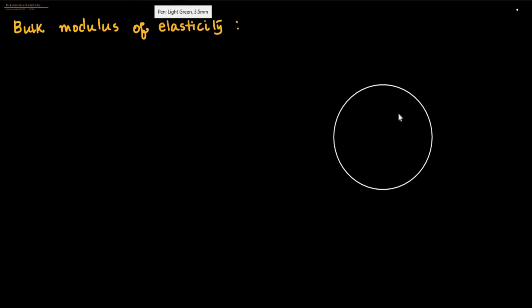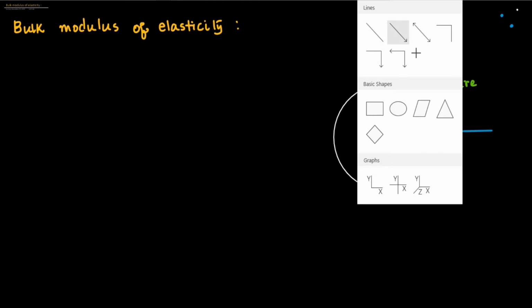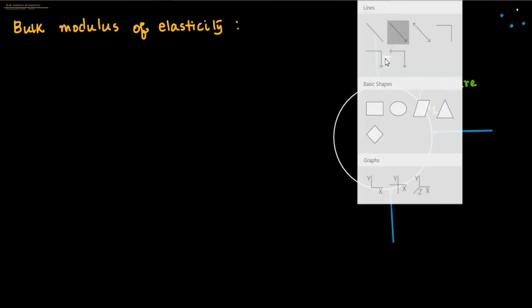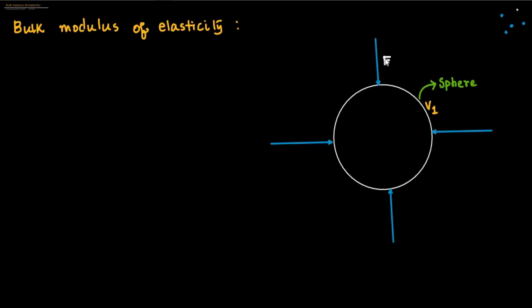This is the sphere of initial volume V1, and a deforming force F is applied normally on the surface of the sphere. This is the direction of the deforming force, which acts normally with respect to the surface of the sphere. In this way, deforming forces act from all the directions on the sphere.